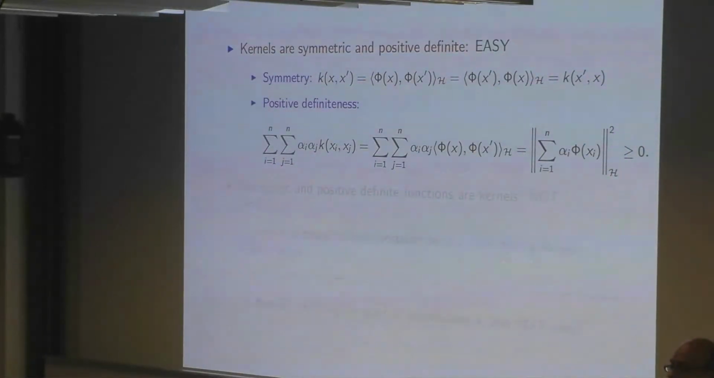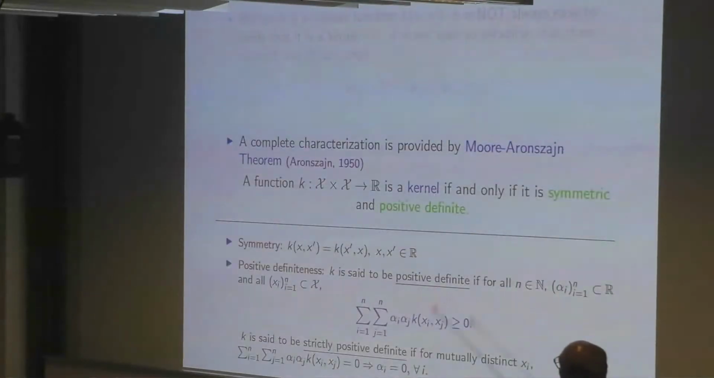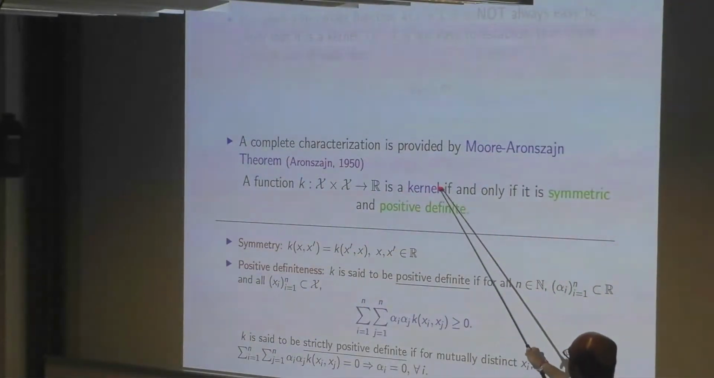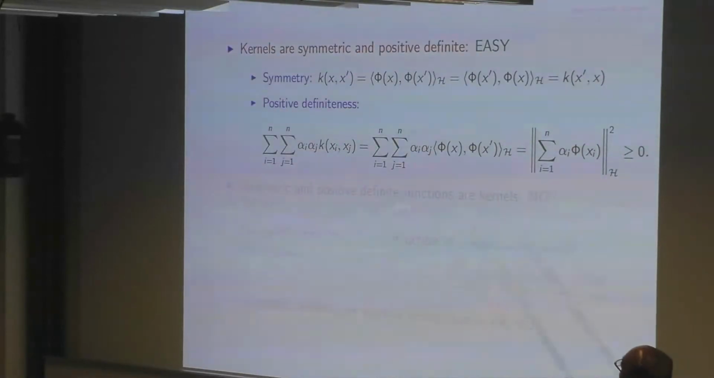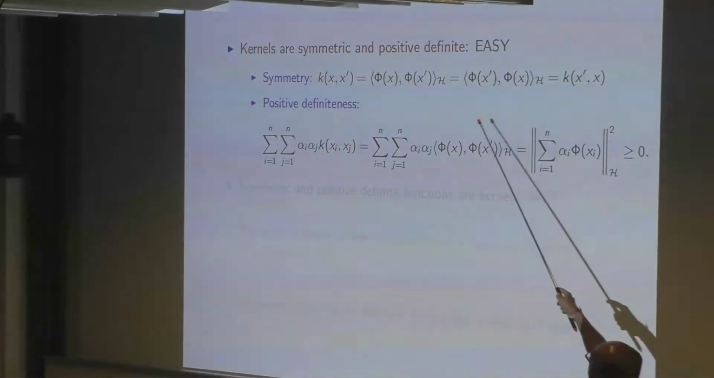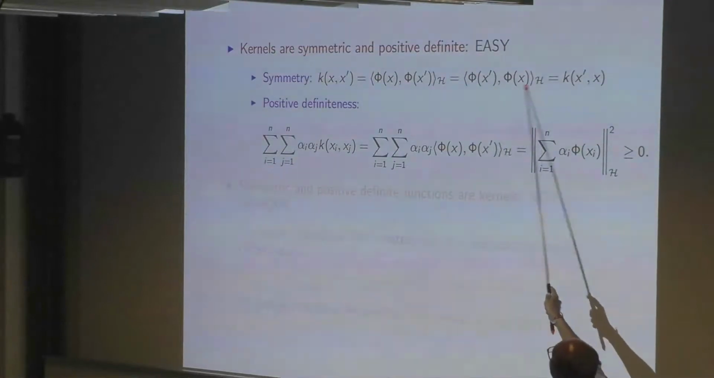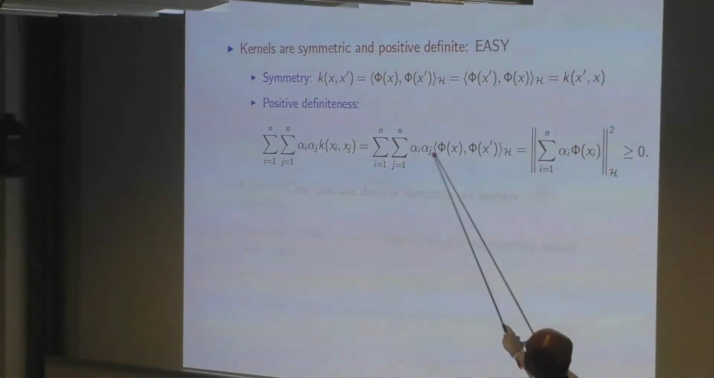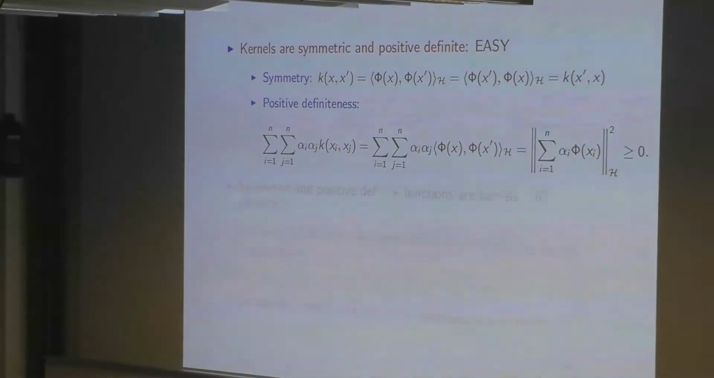Kernels are symmetric and positive definite. So if I need to prove this result, one direction is trivial. If I know that a function is a kernel, it is symmetric and positive definite. Very easy. Because of the symmetry of the inner product, the kernel is symmetric, and for the positive definiteness, you can write it in this fashion. So if I tell you that the bivariate function is a kernel, then kernels are symmetric and positive definite.